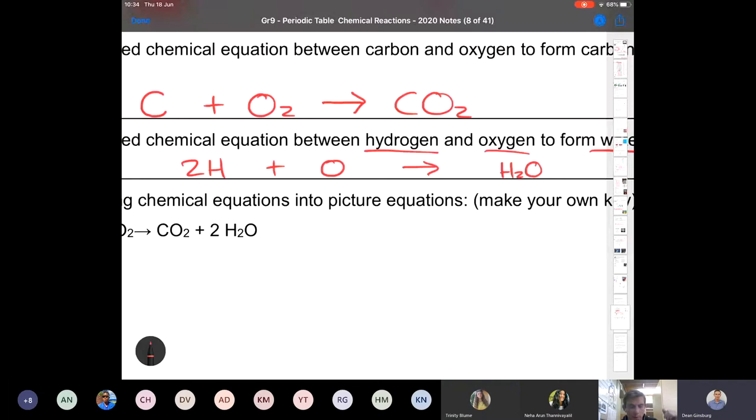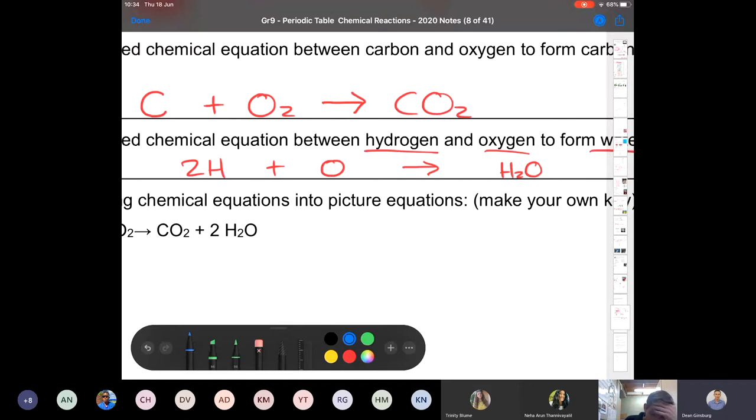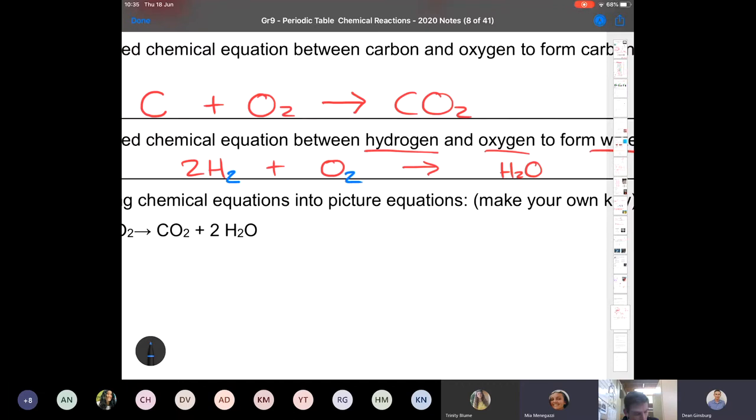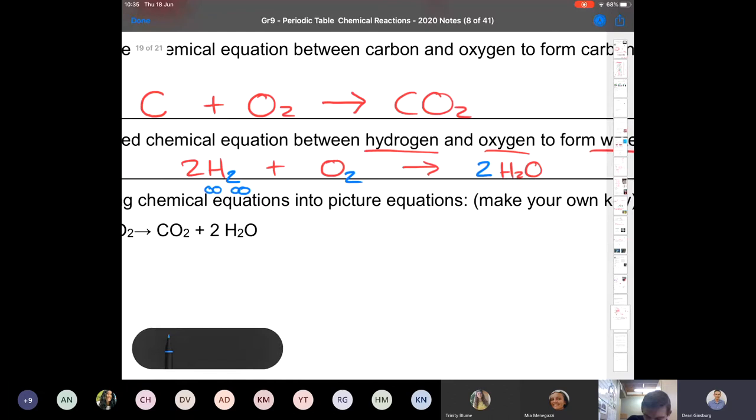I'm listening. 2H2 plus O2. Good, because hydrogen's diatomic and oxygen's diatomic. Nice. Reacts to form 2H2O. Good. So on the left, we've got two hydrogen molecules. So if it looks like that, there's one hydrogen, there's the other. You've got two hydrogen molecules. And so altogether, we've got four atoms of hydrogen on the left. Do you agree, Mia? Yes, sir.